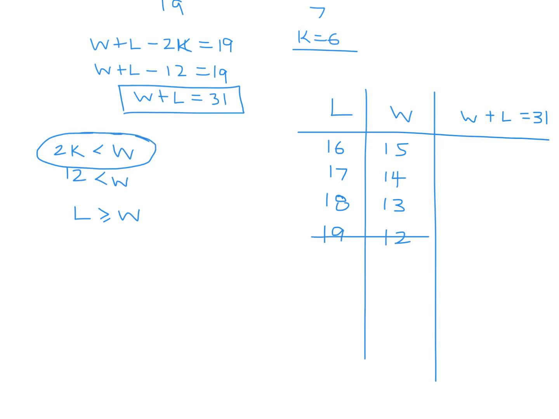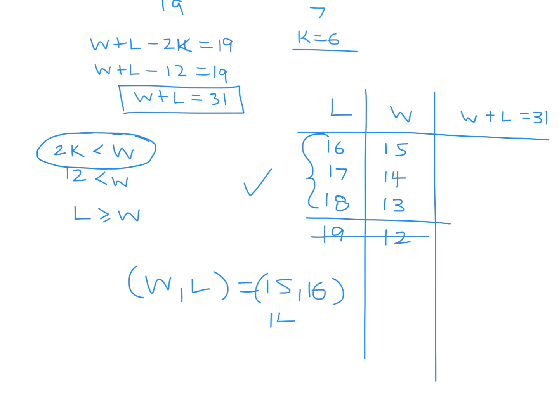So this is when we stop. I think these are the only three scenarios that satisfy the conditions of the question. You can write it: W, L can be either 15, 16, or 14, 17, or 13, 18. And that completes this question.